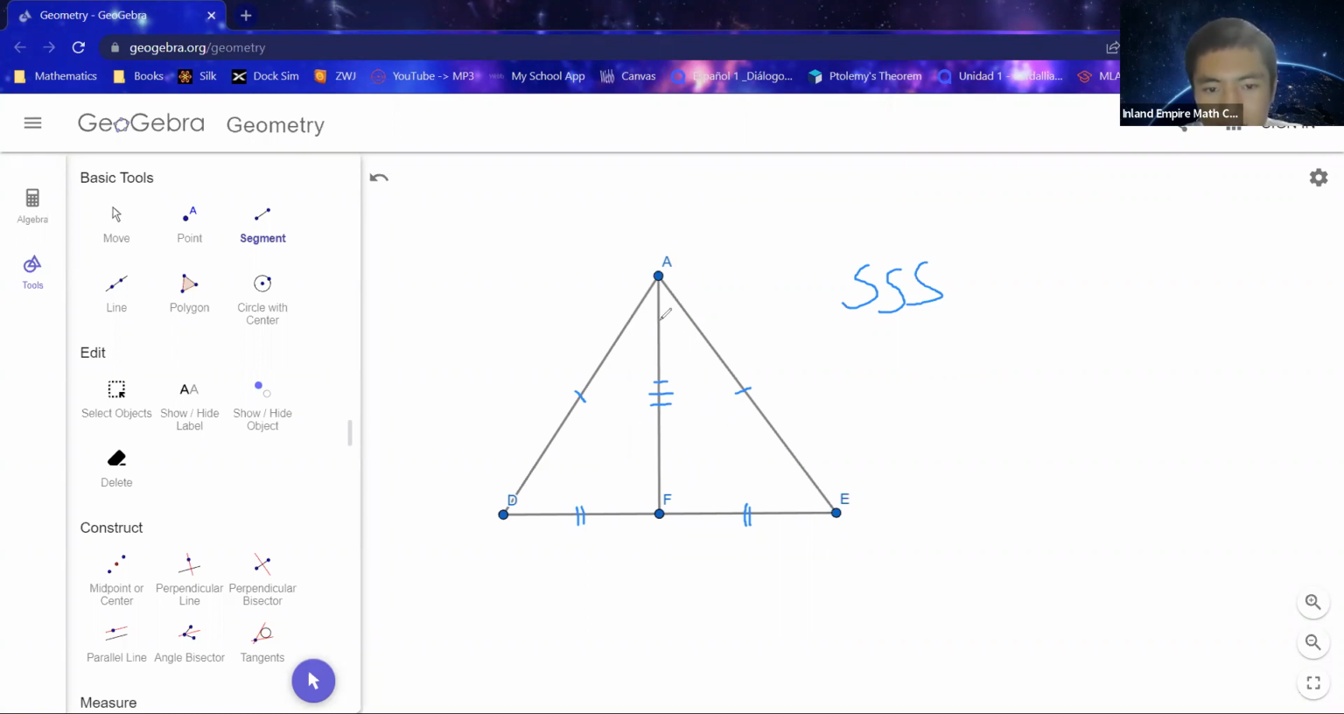So since these two triangles are completely equal, we know that these two angles, this one and this one, are equal, right? Like that makes sense, right, everyone? And since DE is a straight line, we know that these two angles add up to 180 degrees. So someone tell me what the measure of AFE is. Joyce, do you want to solve this problem?